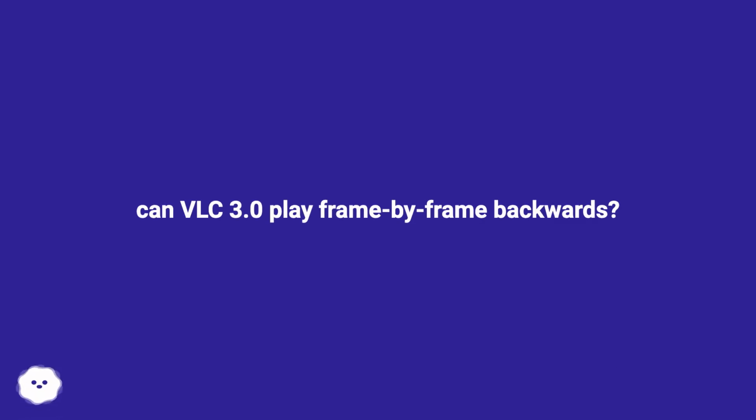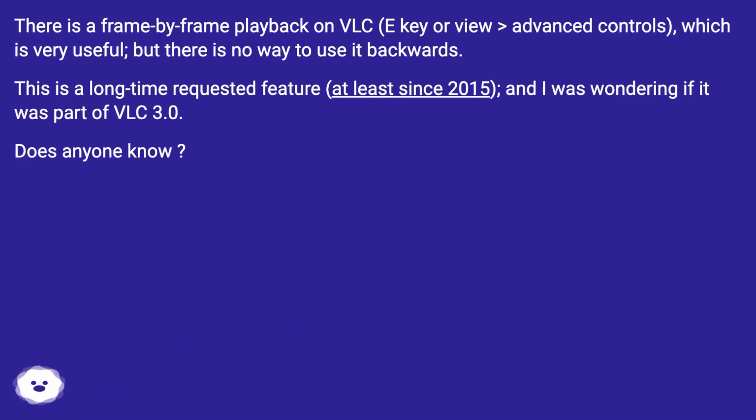Can VLC 3.0 play frame-by-frame backwards? There is a frame-by-frame playback on VLC, the E-key or View > Advanced Controls, which is very useful, but there is no way to use it backwards. This is a long-time requested feature, at least since 2015, and I was wondering if it was part of VLC 3.0. Does anyone know?